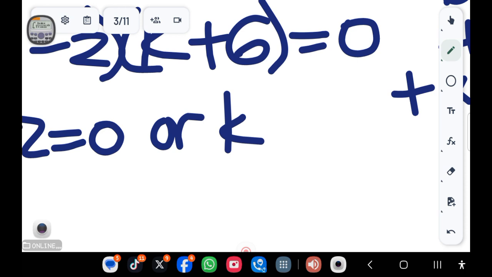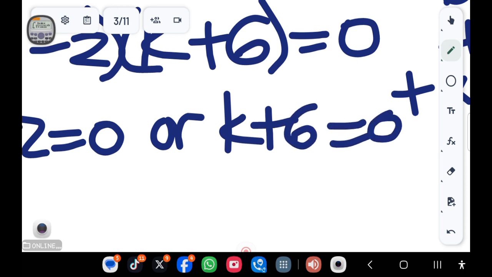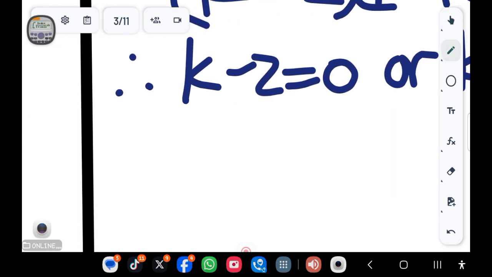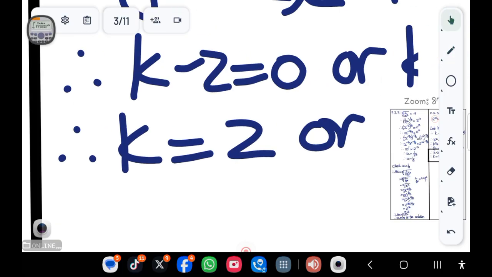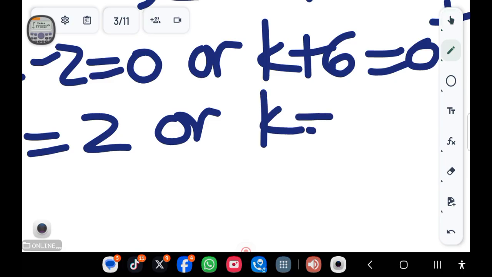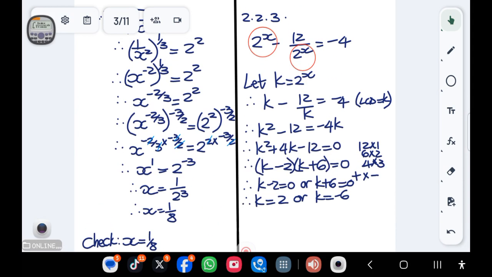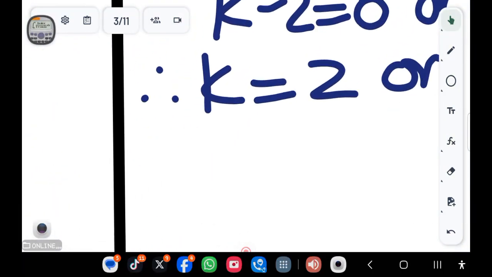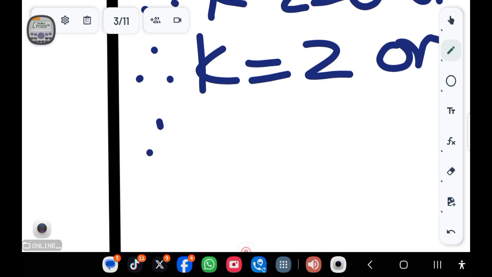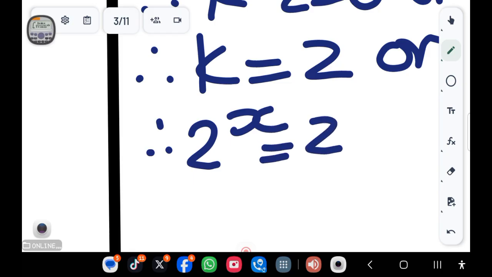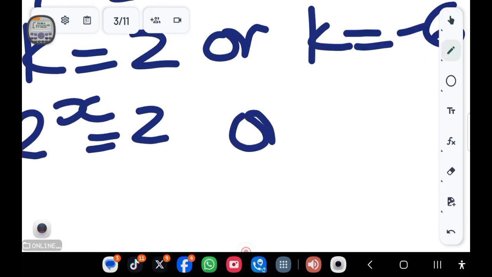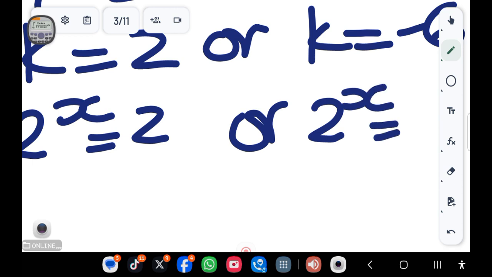It may seem like you've got it, but don't get it wrong during an exam and end up losing marks because of carelessness. So k equals 2 or k equals negative 6. But remember, we are solving for x, not k. So we revert back to the 2 to the power of x that we substituted for k. So that is 2 to the power of x equals 2, or 2 to the power of x equals negative 6.